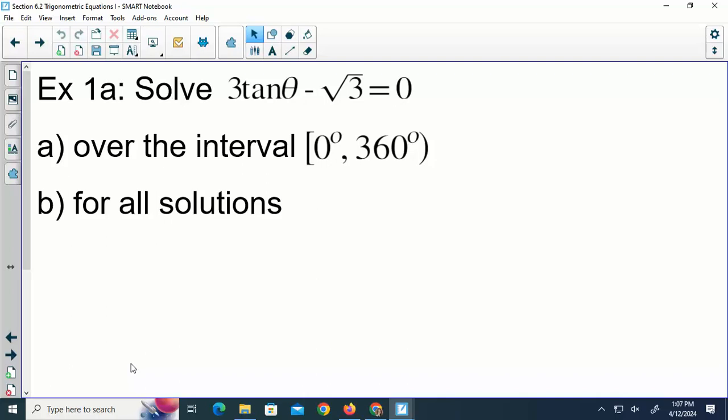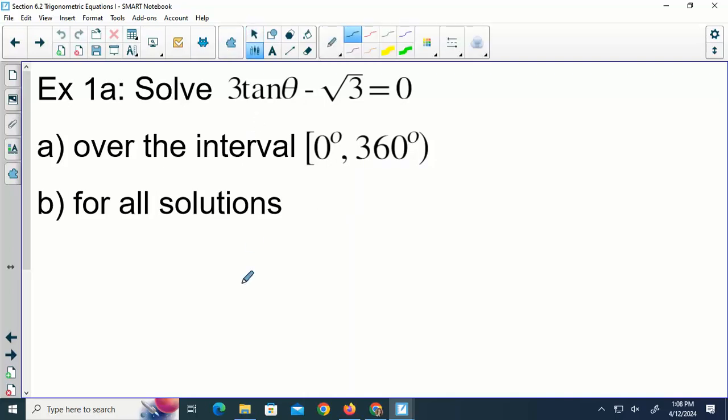I might tell you, give it in degrees. I might tell you, give it in radians. I might say, give me every answer between 0 and 2 pi. I might say, give me every possible answer. So it's really, really important to pay attention to these. This particular question, we're going to solve a couple different ways.